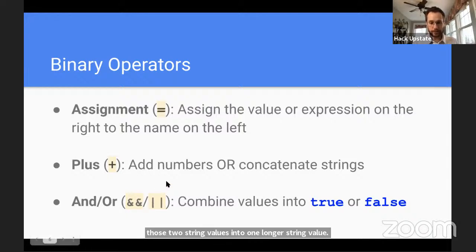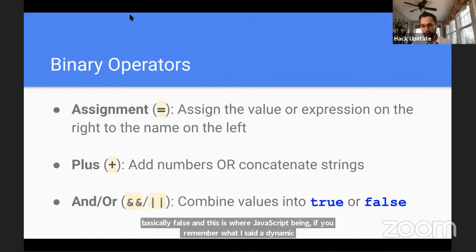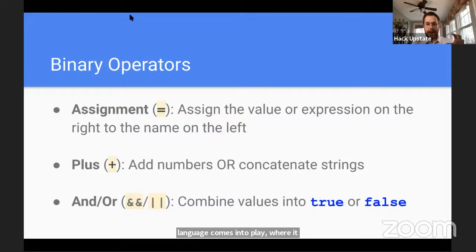These ones are some Boolean operators. These work on true and false values, or truthy and falsy values, values that JavaScript considers to be basically true or basically false. And this is where JavaScript being, if you remember what I said, a dynamic language comes into play, where you don't have to always use true or false literally with these values.